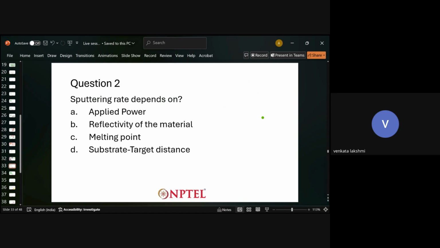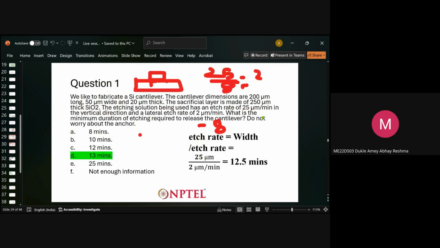Understood. So now the sputtering rate depends on the applied power, reflectivity of the material, melting point, and the surface target distance. So I explained to you the sputtering process. So we'll just go again to that slide.